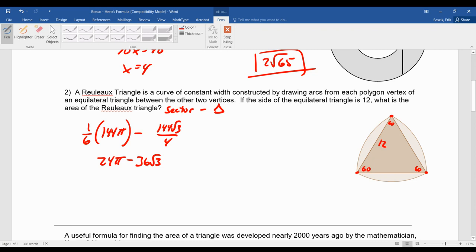Now, you have 3 of those, right? I just found the area of one of these. So we multiply this by 3 now. But then if I multiply by 3, that gives me these 3 outer segments. Remember, I still have to add in this equilateral triangle, which we had earlier found to be 36 root 3. So this comes out to 72 pi. And if you distribute that and add in the 36 root 3, you get minus 72 root 3.